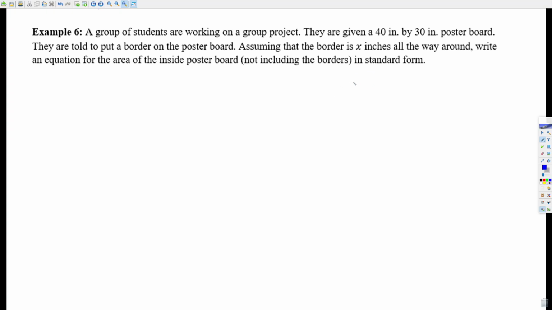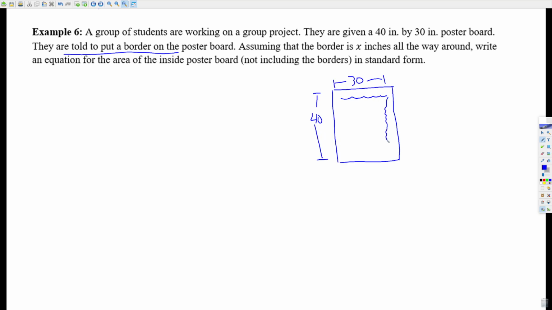So we're going to get a poster board. It's 40 by 30. So we'll pretend that this is 40 from here to here, and this is 30. So we're getting this poster board, and then what we're doing is we're putting a border on the poster board. So on here, we're going to draw maybe a border that goes around like this. And it could be some kind of design on it. I just kind of made a shape here. And the thickness of this border all the way around is x. Whether you're looking at this way, down here, over here, it doesn't matter.